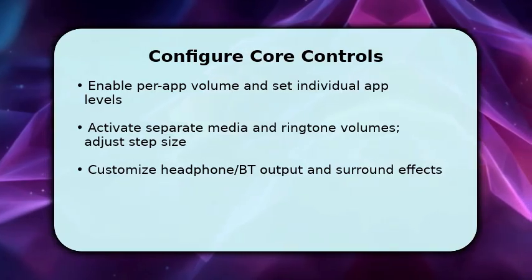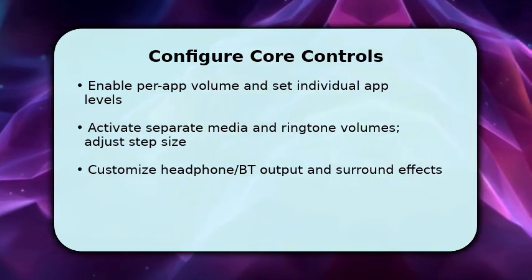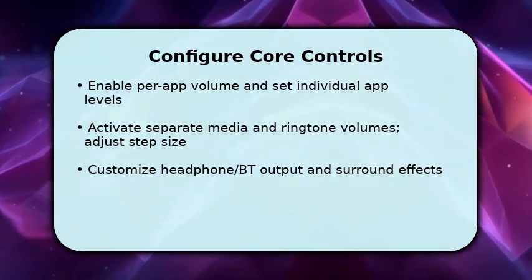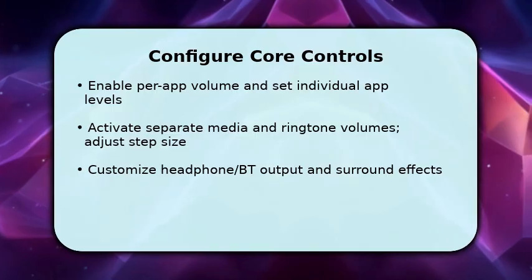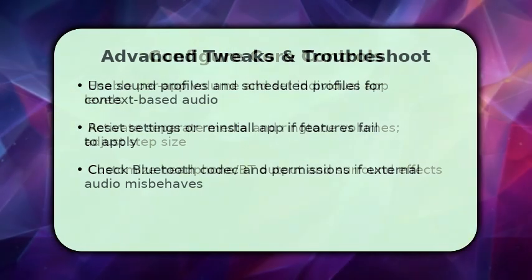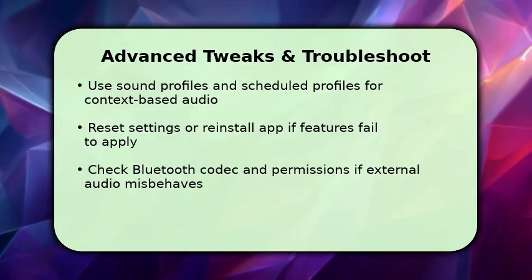Next, customize output routing for headphones and Bluetooth and toggle the EQ or surround presets. This tailors sound to content. Once done, test with music and a video to validate settings. Finish by adding advanced tweaks and a troubleshooting plan.